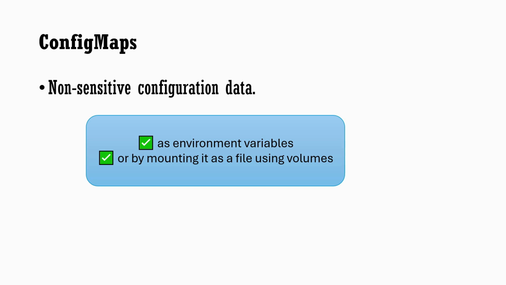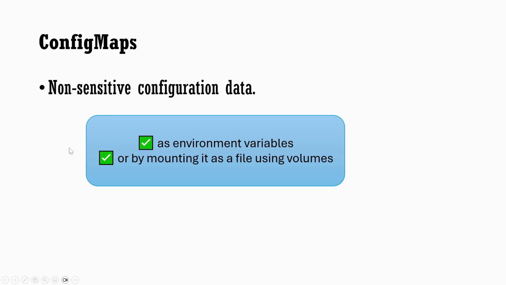Now, how does a ConfigMap solve this problem? So we create a ConfigMap inside the Kubernetes cluster. We store values like DB hostname and port inside it, and then we use that ConfigMap inside the pod. Now the pod can consume this ConfigMap in two ways: as environment variables or by mounting it as a file using volumes. And don't worry, we will do both in the live demo.